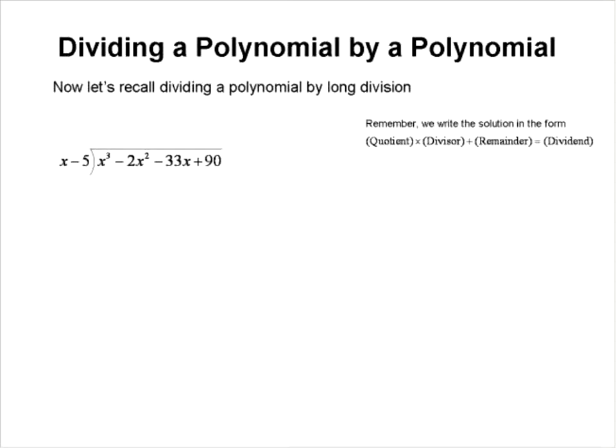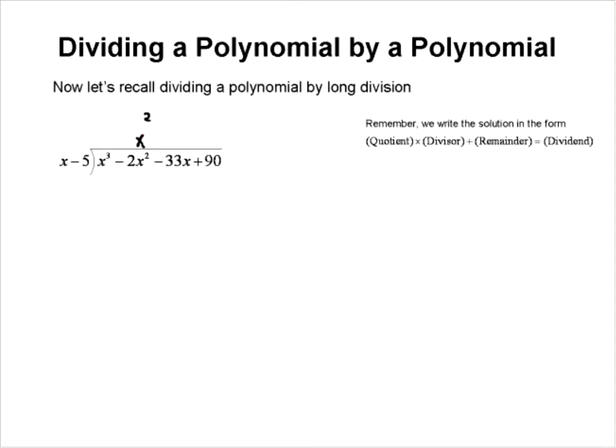So let's recall from doing long division, we're dividing a polynomial by long division. Now remember, this time what we have to do is figure out how many times x goes into x cubed. That's all we're concerned about when we're dividing a polynomial by a binomial here. So x cubed divided by x is just x squared. So we're just going to line up the x squareds.